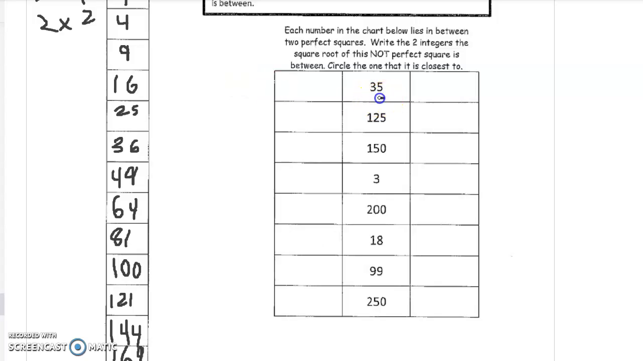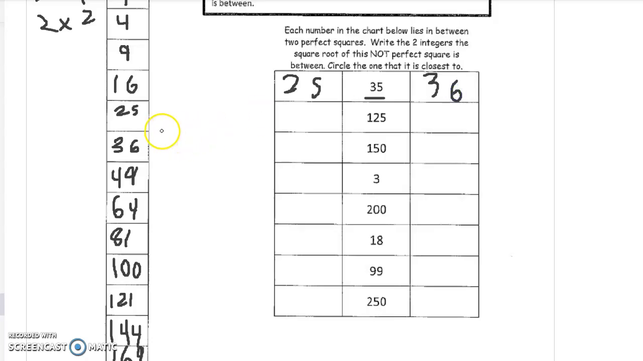Right now we've got 35 here. It's not a perfect square. 35 is in between two perfect squares, and we need to identify first of all which two they are. We think about it, 35 is really close to 36, which is a perfect square. And if it's less than 36, it's also going to be in between 25. So the two perfect squares this is between are 25 and 36.